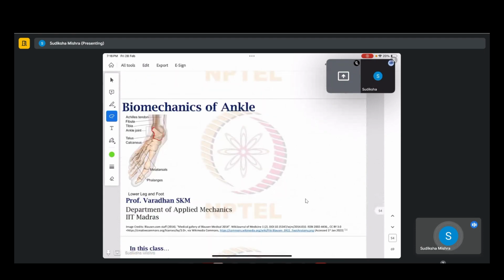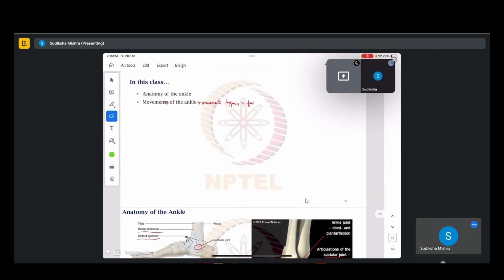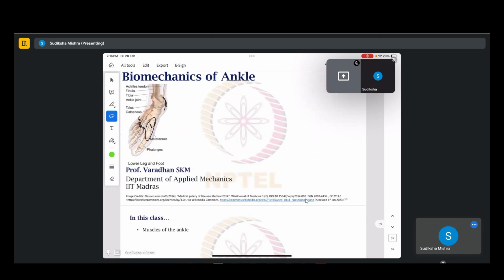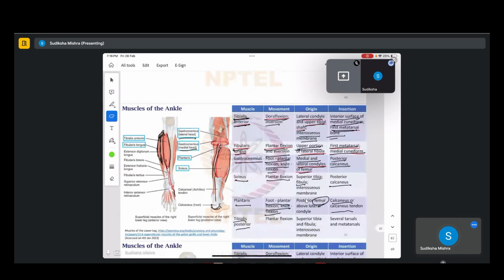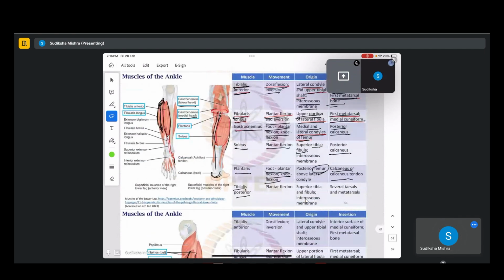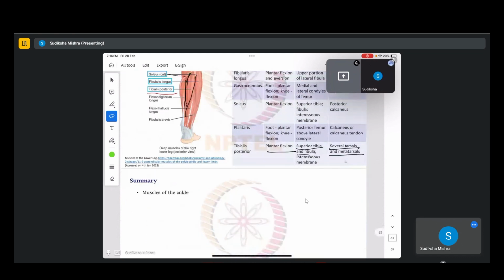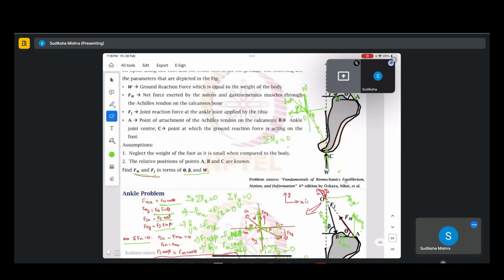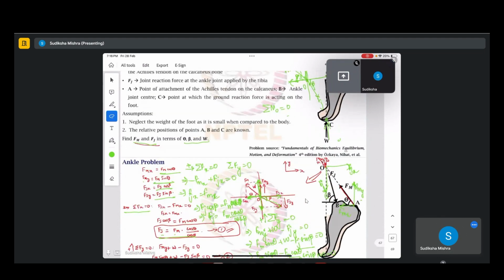We looked at the biomechanics of the ankle, which involves the anatomy of the ankle, the movements of the foot, and the muscles of the ankle. There are six major muscles. We looked at a problem involving the ankle. Here we use the transmissibility principle, or the principle of transmissibility.